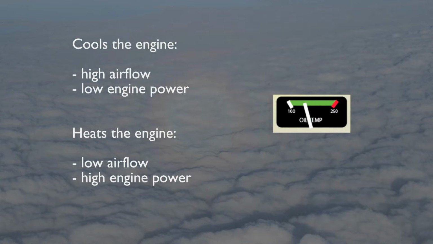When an engine is air-cooled, a combination of high engine power and low airflow tends to cause the engine to run hotter. This situation is typically encountered during climb-out. The engine temperature gauge should be scanned to ensure the engine's temperature limitations are not exceeded.